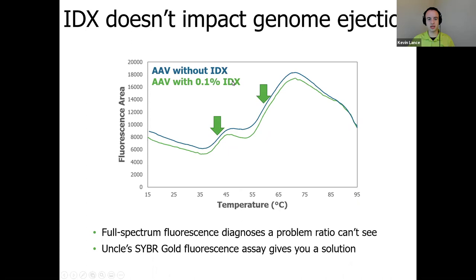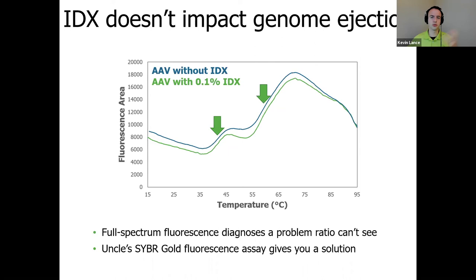So we can get a nice clean result without any interference by iodixanol and indeed identify melting temperatures in these two samples, even where we've cranked up the iodixanol concentration 5x higher than what I showed you previously. Still, that signal doesn't interfere with the genome ejection behavior as seen by using our SYBR Gold assay. So a pretty nice solution to a problem that if you're only looking at ratio, you wouldn't even be able to notice.